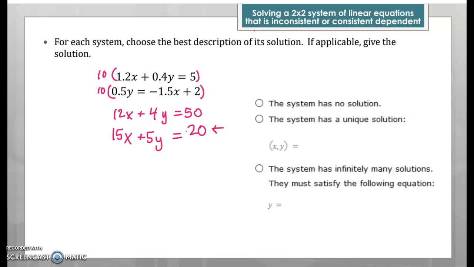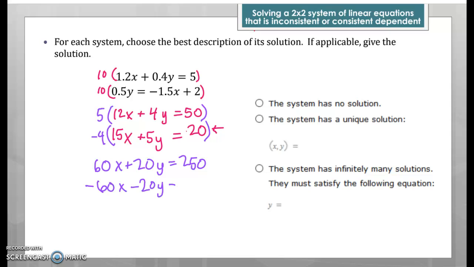Now I can't do anything to cancel out any x's and y's here, but I do see that if I multiply this equation by 5, I'll get 20y. And if I multiply this equation by negative 4, I'll get negative 20y. So after I distribute this 5 and this 4 in, the first equation is 60x plus 20y equals 250. And then I also get negative 60x here, and then I get minus 20y equals negative 80.